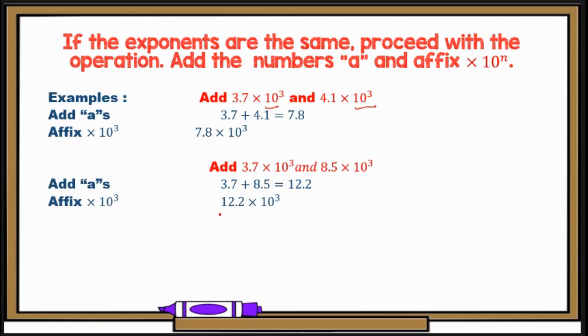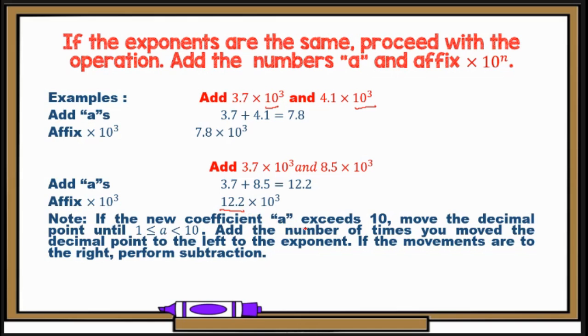But take notice of the new value for a. That is 12.2. According to our rule in scientific notation, your a should be between 1 and 10. But 12.2 is greater than 10. So what are we going to do next? If the new coefficient a exceeds 10, move the decimal point until a is greater than or equal to 1 but less than 10. It should be between 1 and 10. Add the number of times you move the decimal point to the left to the exponent. If the movements are to the right, perform subtraction.